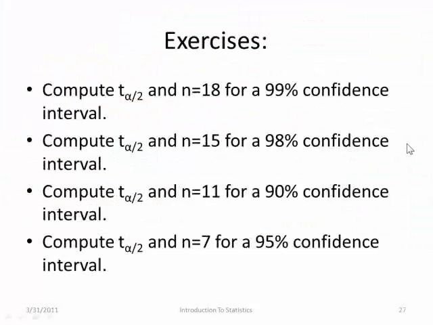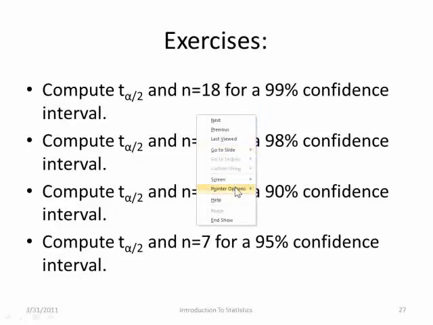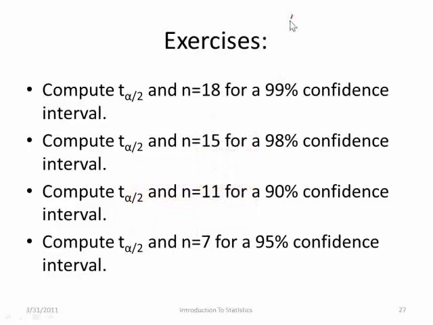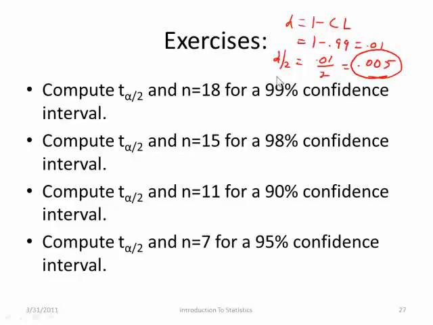So the idea now is I want to come up with the t-score. There it is. Now what I'd like to do is compute this t-score when my sample size is 18 and my confidence level is 99%. First, we know that alpha is equal to 1 minus the confidence level, so this is 1 minus 0.99, which is equal to 0.01. Next, we take alpha over 2, which is 0.01 divided by 2, which is 0.005. So now we have our area, our upper tailed area. The degrees of freedom is equal to 18 minus 1, which is equal to 17.